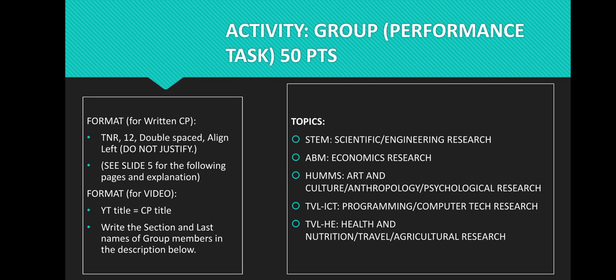Humss, you'll be writing either about art and culture, anthropology, or psychological researches. You can choose one of the three. TVL ICT, programming and computer tech, write a concept paper for those types of research. TVL HE, you can choose between health and nutrition, travel, and agricultural researches.